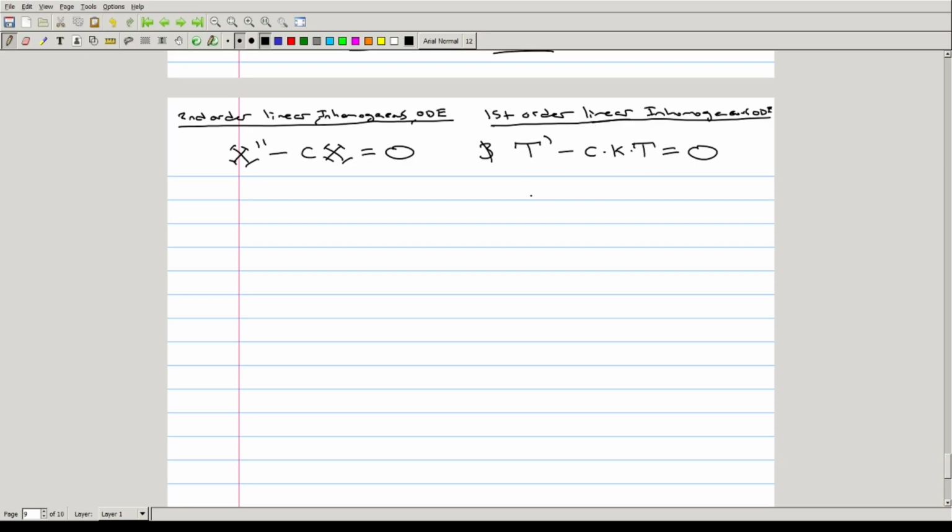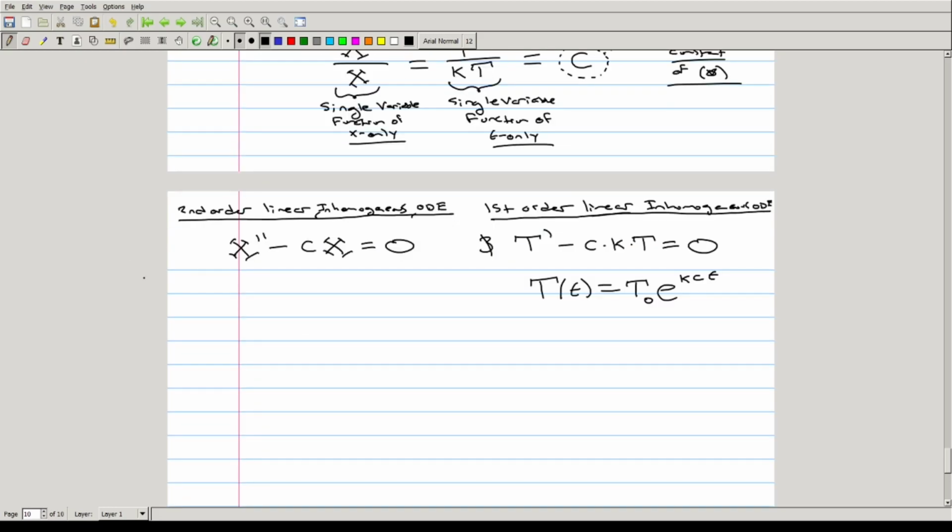So this first order differential equation is just the exponential equation, and it has the general solution, for any initial temperature T naught, of T naught times e to the c times t. And this is a general solution that's valid regardless of what the sign of c is. If c is negative or positive, this will still be the same solution.